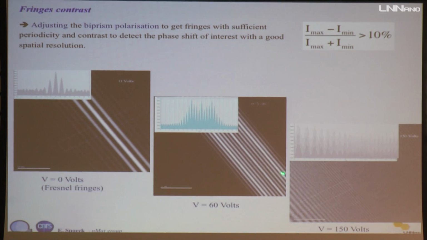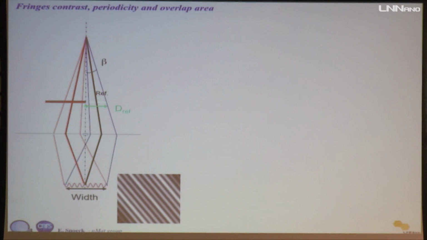You see that here the contrast is very good, so you should be able to measure the phase shift of these fringes easily, while here it's going to be more complicated. So you need to have a compromise in the biprism voltage you apply, which gives some contrast and interference distance.